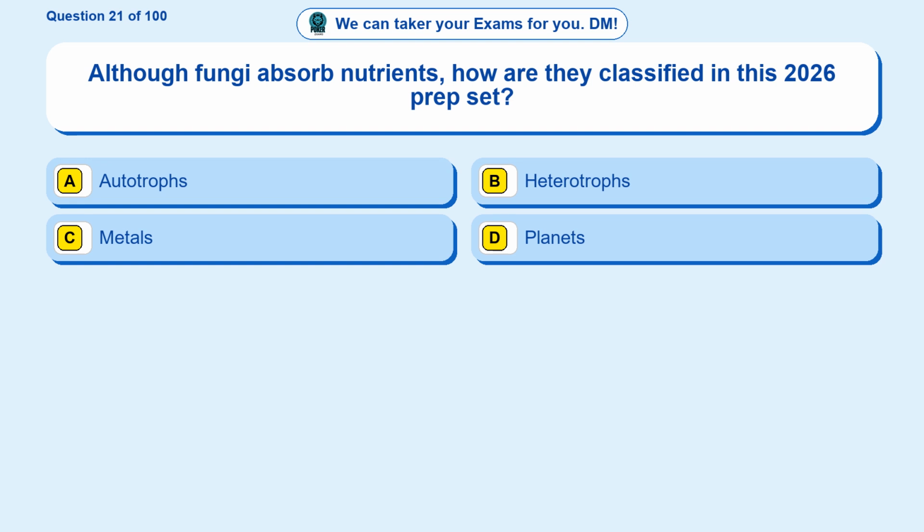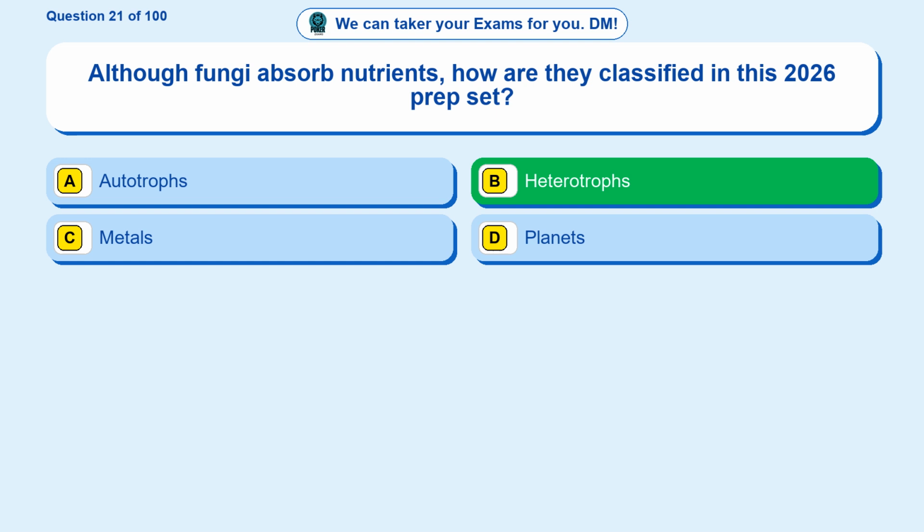Question 21. Although fungi absorb nutrients, how are they classified in this 2026 prep set? Option A, autotrophs. Option B, heterotrophs. Option C, metals. Option D, planets. The correct answer is option B.